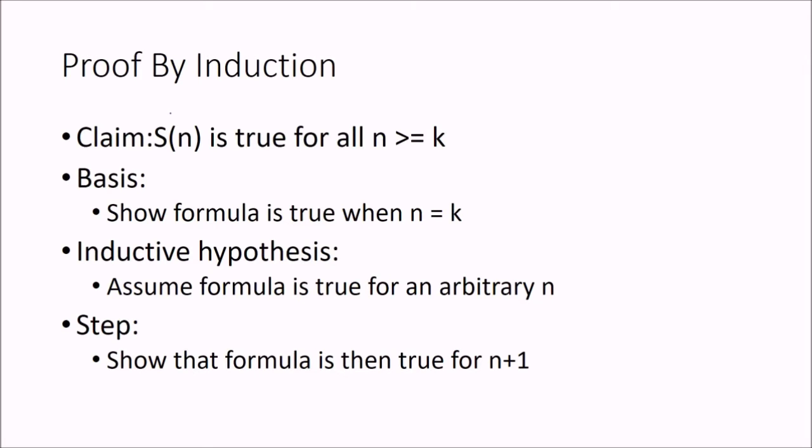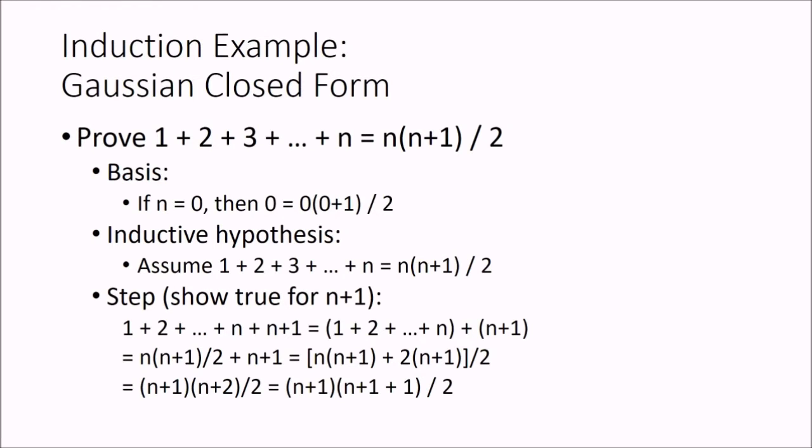Now, how do we prove a function by induction? We claim that S(n) is true for all n greater than or equal to k. The basis is that we show the formula is true for n equal to k. Then we have a hypothesis before we start, meaning we assume that it is true for any arbitrary n. You put any n and it is true. And the step is that we need to show the formula is true for n plus 1. So taking S(n) as input, we have to show that it is true for S(n+1) also. This is how we prove a function by employing induction.